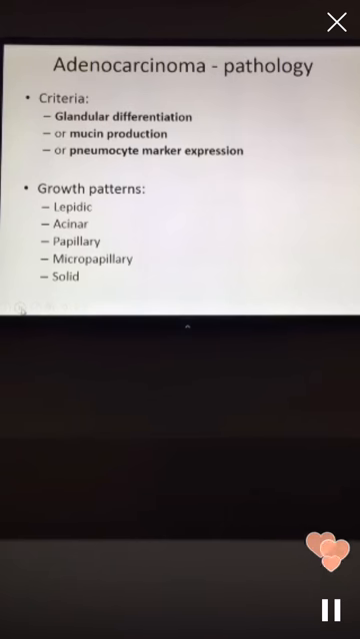Does everybody understand that? So even if you don't have glands or mucin, just if you have pneumocyte marker expression, which is either TTF or napsin, then that fulfills criteria for adenocarcinoma of the lung.